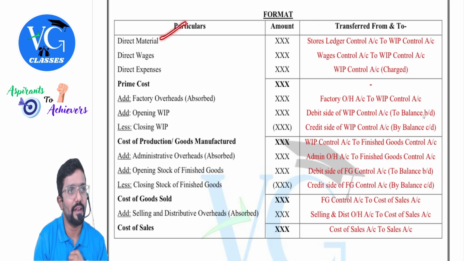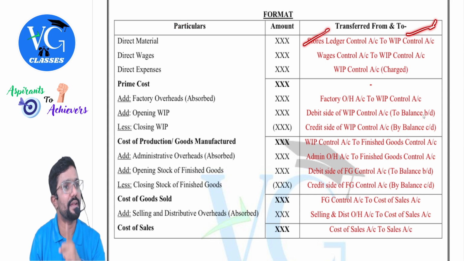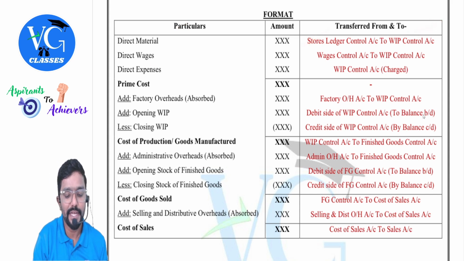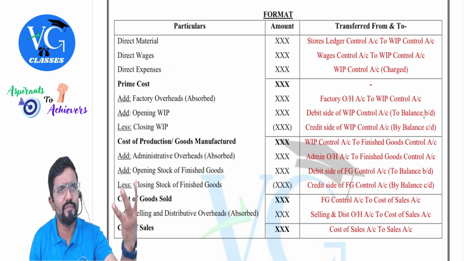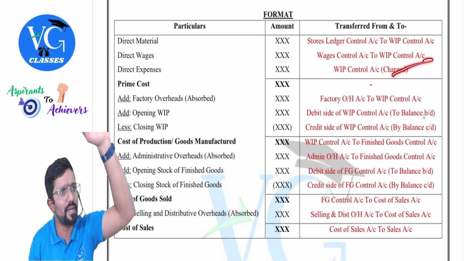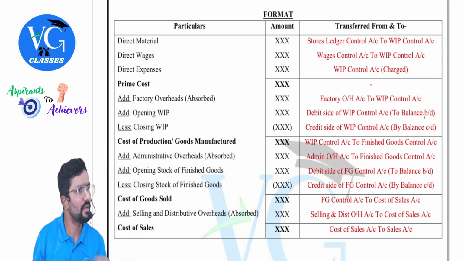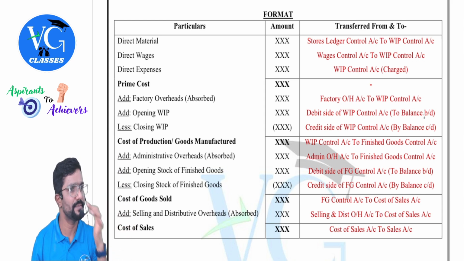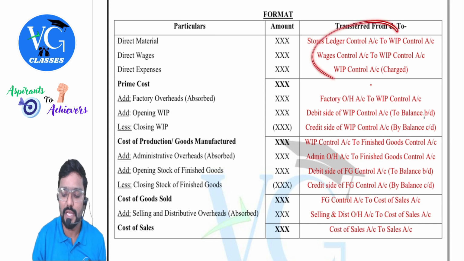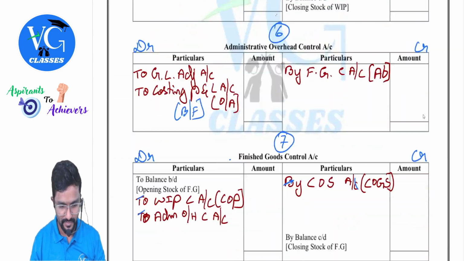Guys, direct material, you would have transferred from where to where? Stores ledger to WIP. So it is sitting where? In WIP control account. Then direct wages, you will transfer from which account to which account? Wages control to WIP control. Then direct expenses, if at all it is there, straight away you would record it in WIP control account, that is, from the general ledger. You record it if it is given in the question. Most of the time they don't give. Now all these things are sitting where? In WIP control account.